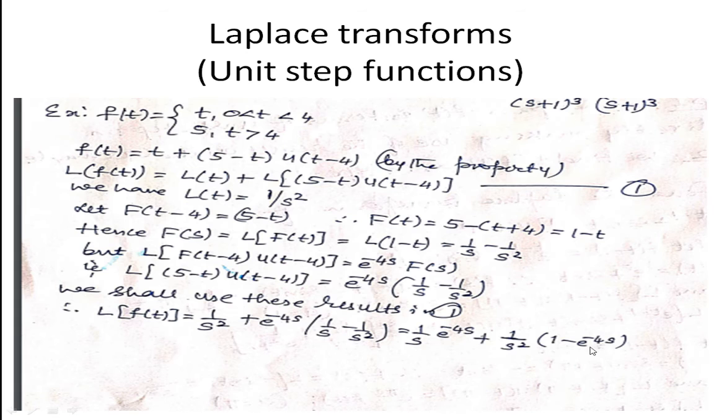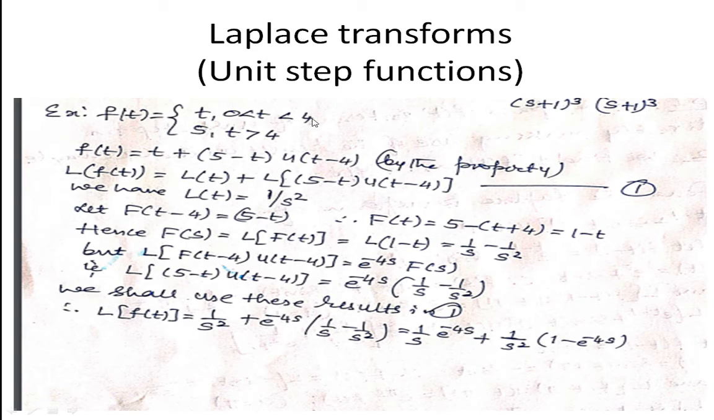Next, f of t is equal to, it's a bifurcated function, t when 0 is less than t is less than 4, and 5 when t is greater than 4. Therefore, we have given f of t, and the Laplace of t when it has been bifurcated is f1 of t plus f2 of t. Just see the property in the previous class. Therefore, what is f1 of t? T. What is f2 of t? 5. Therefore, by the property for a bifurcated function, f1 of t plus f2 of t minus f1 of t into u of t minus a. What is a here? A is equal to 4.